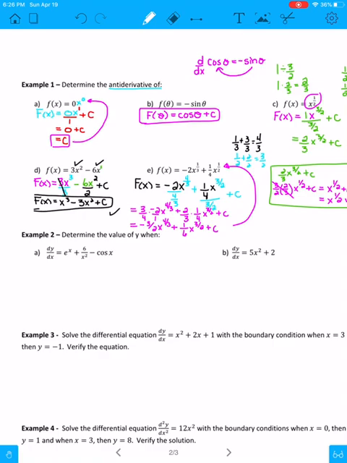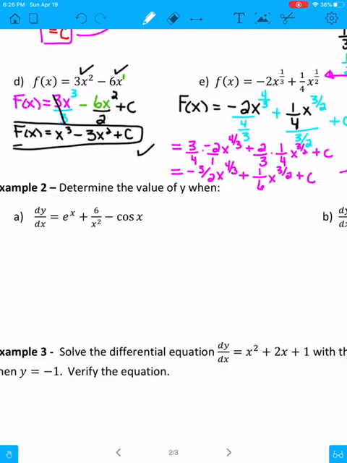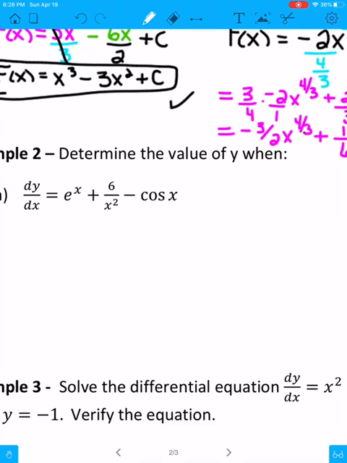Okay. Determine the value of y when dy over dx equals e to the x plus 6 over x squared minus cos x. So I have to undo it. So dy over dx is going to become y, because that's the original, right? And if I took the derivative of y, it was dy over dx. What's the derivative of e to the x? E to the x. So what's the antiderivative of e to the x? E to the x.